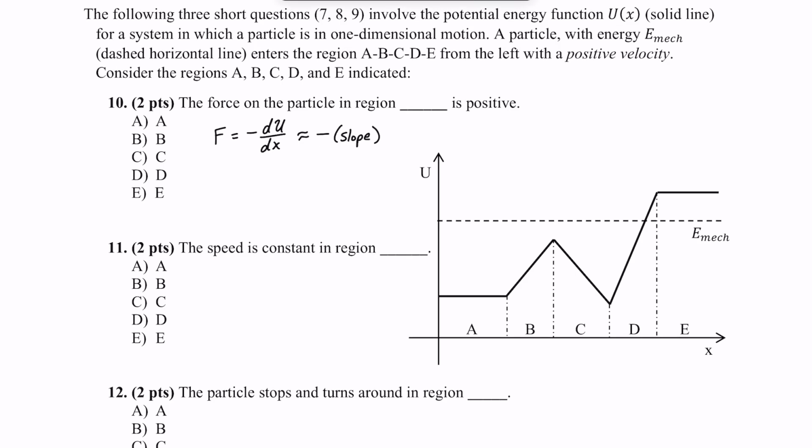Looking at the curve, the slope in region A is 0. The slope in region B is a positive value. The negative of a positive value is a negative, so the force will be negative in region B. And since it's going back to region A, the slope here is 0, so there's 0 force on the particle in region A. For region C, this slope is negative, and so if I were to calculate the negative of that, the negative of a negative is a positive, and that's actually going to be our answer.